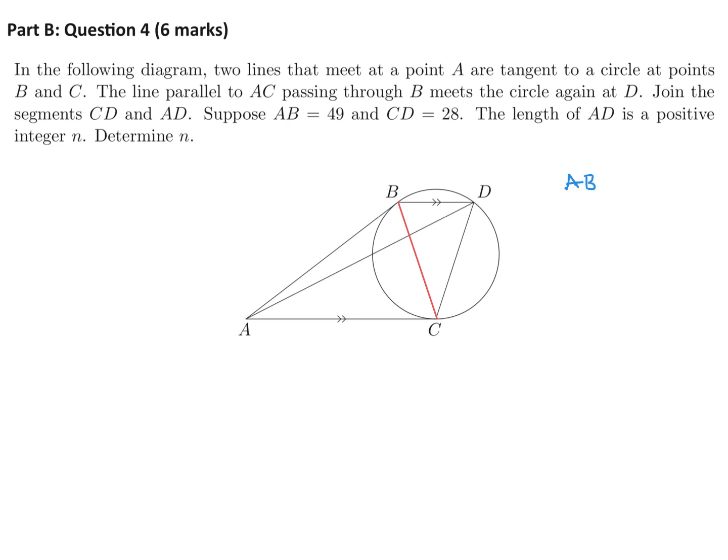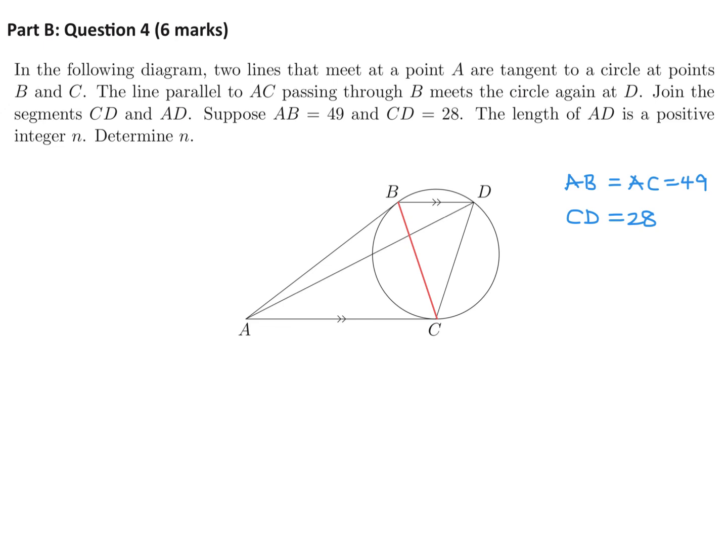AB is equal to AC is 49. And the reason I know that AB is equal to AC is because of that rule that if you have a point and it goes to the tangent point, and then you have another line from the same point to another tangent point, those two lines will be equal. So AB is equal to AC. That's a rule. And anything else they gave me, CD is 28. Okay. All right, so let's begin here.